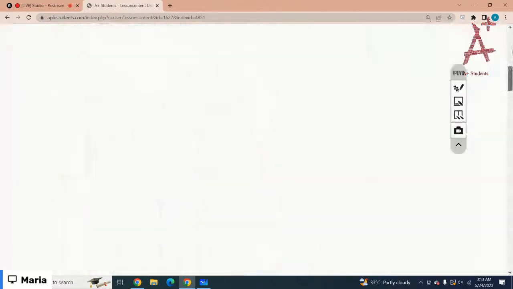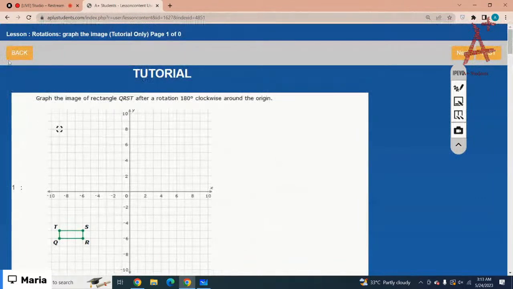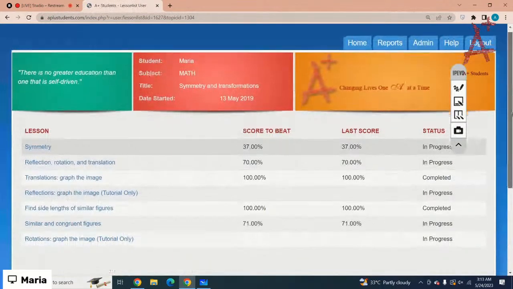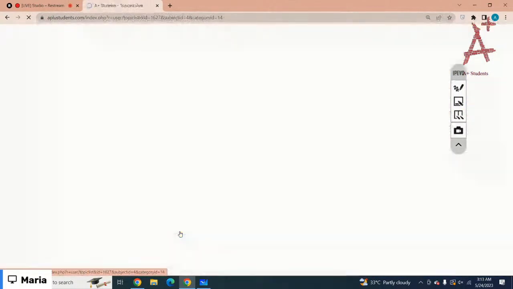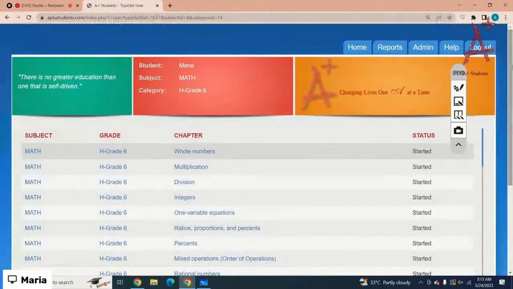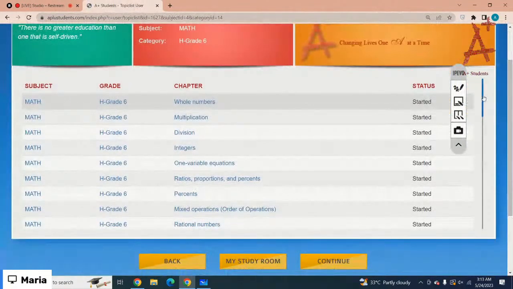Okay, just skip this lesson because it is too small for us to read. Let's just move on to the next lesson. We're going to start the new chapter, that is consumer math. So let's just move on to the new chapter. You can simply skip this lesson.